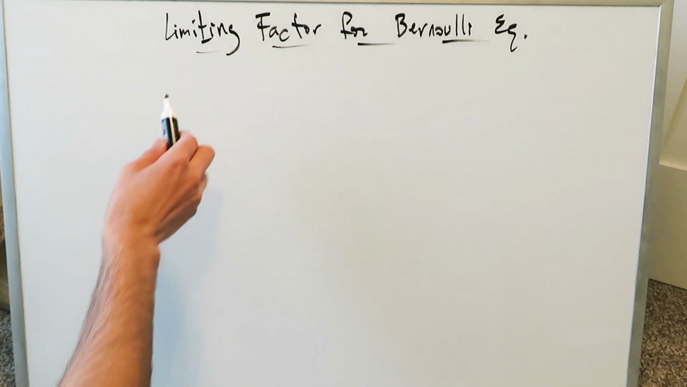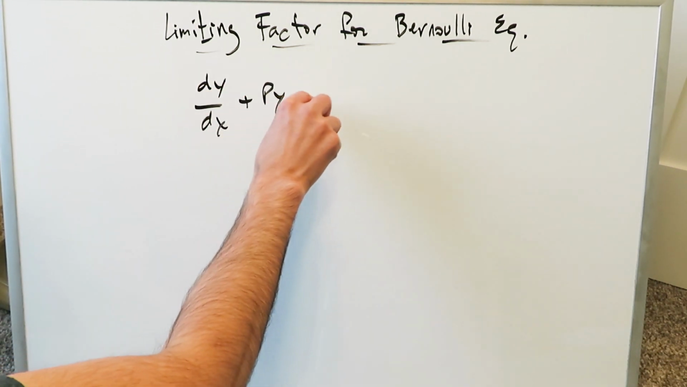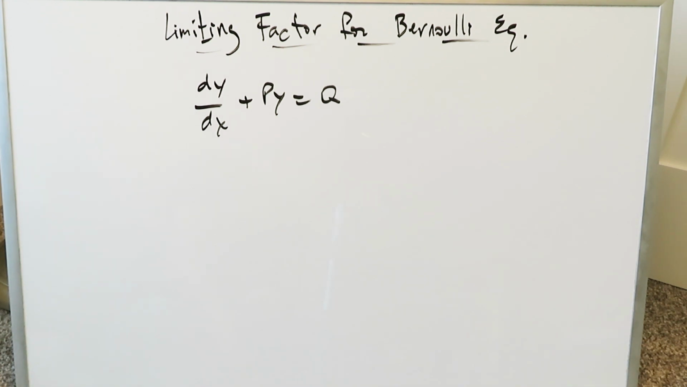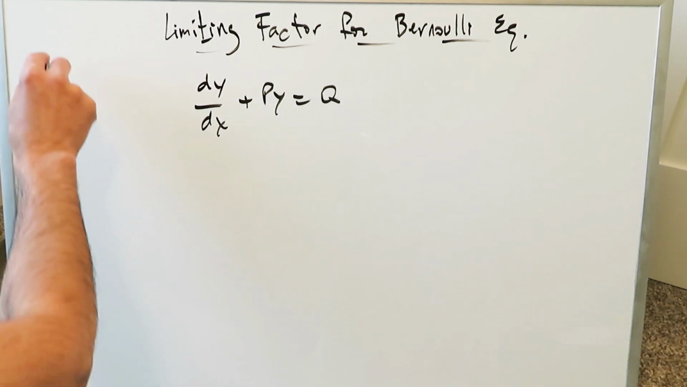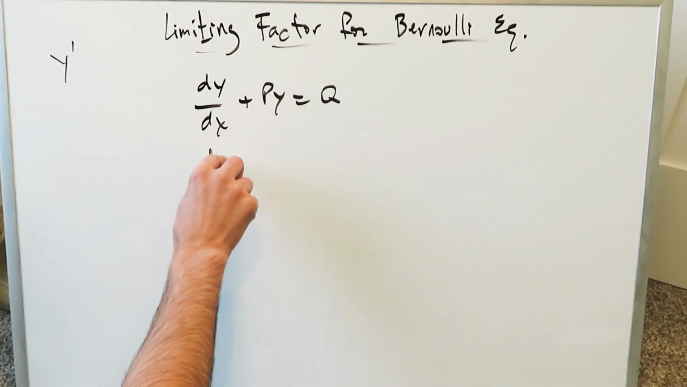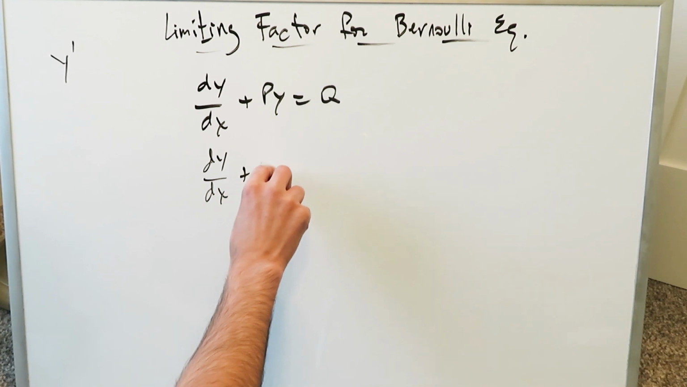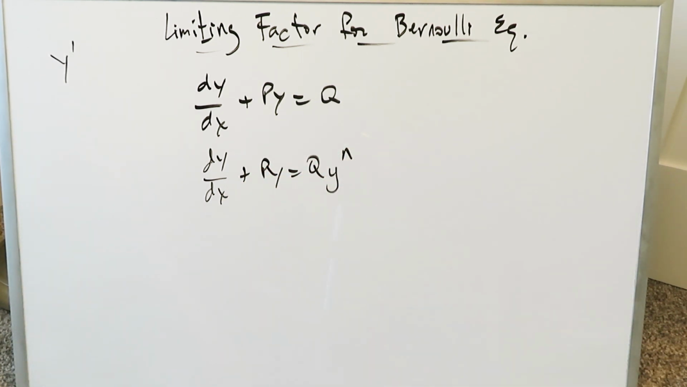Let's examine that. When you're looking at something of this form, dy/dx plus py equals q, you have the linear style of differential equation. It's first order because of the representation here being y prime. When you make a slight modification to this, dy/dx plus py is equal to qy to the power of n, now you have a Bernoulli style equation.